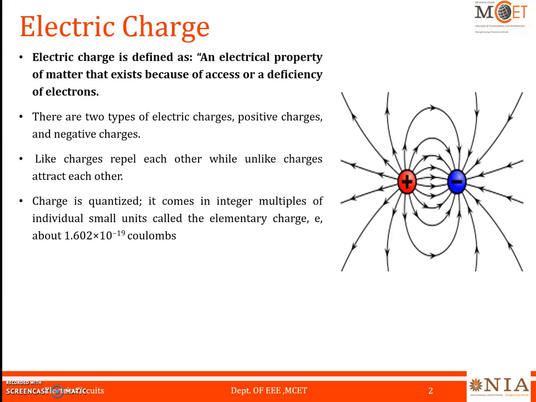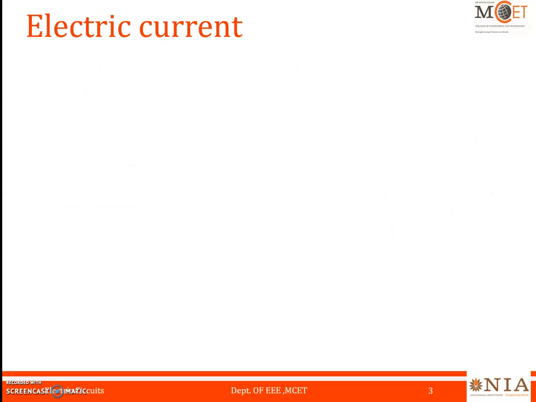So when we are talking about charge, the charge of one electron is equal to 1.602 × 10^-19 coulomb. The SI unit of electric charge is coulomb. The fundamental equation for charge is I into T.